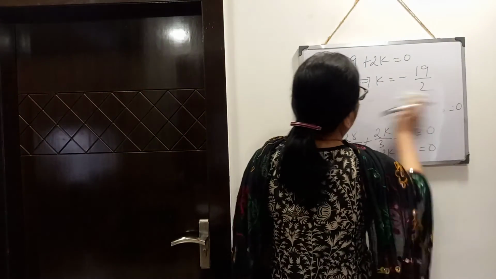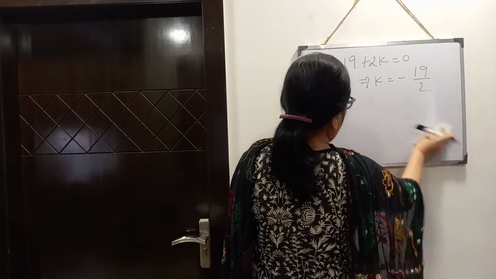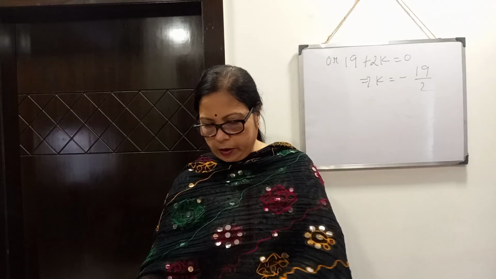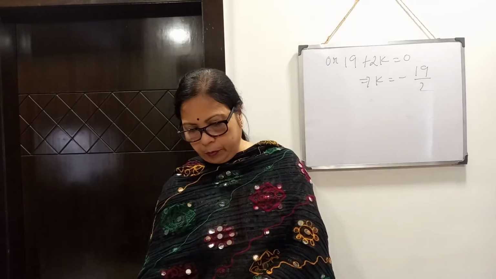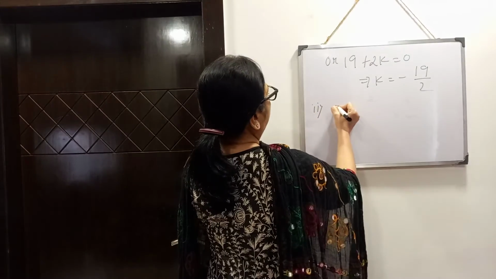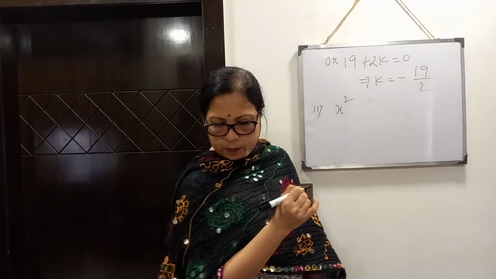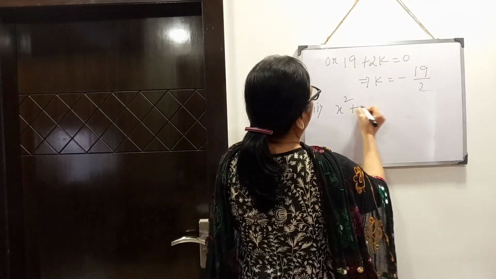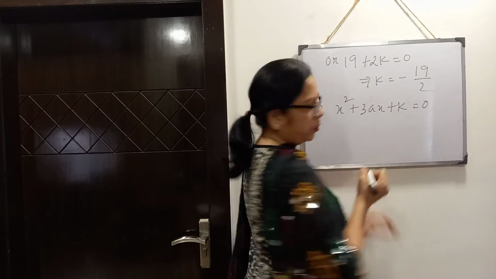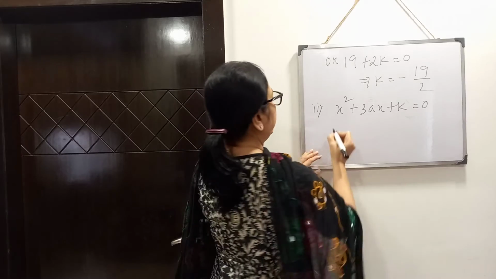Next one. Calculate the value of k for which minus a will be a root of the equation. Equation is x square plus 3ax plus k equals to 0. And the root is given minus a.